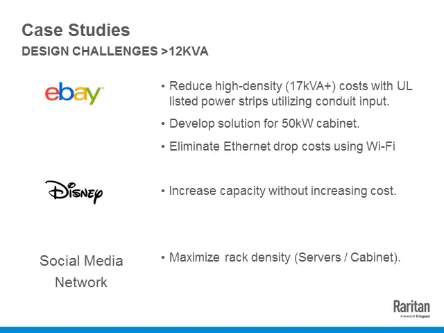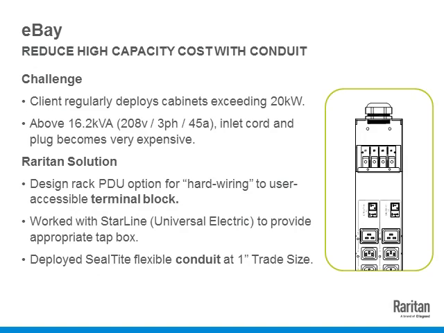Let's dive into the individual case studies, starting with eBay. How do you reduce high capacity costs without compromising on the capacity at all? That's the interesting challenge they have, and this is not a one-off high capacity environment. This is throughout their data centers. On average, they deploy in the range of 20 kilowatts or higher. How do you deal with such high capacity, which brings a lot of cost associated with it?